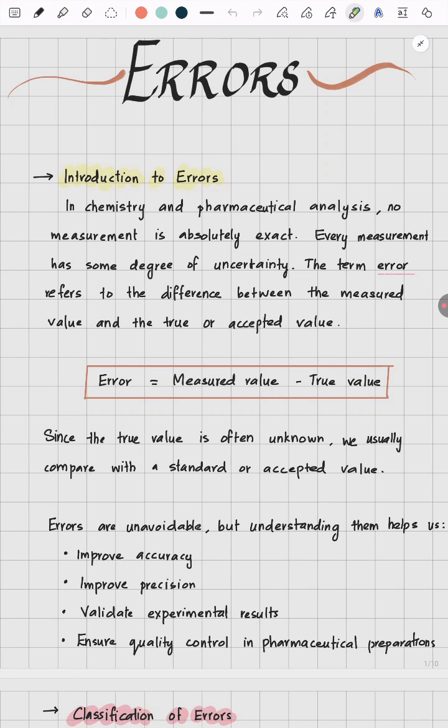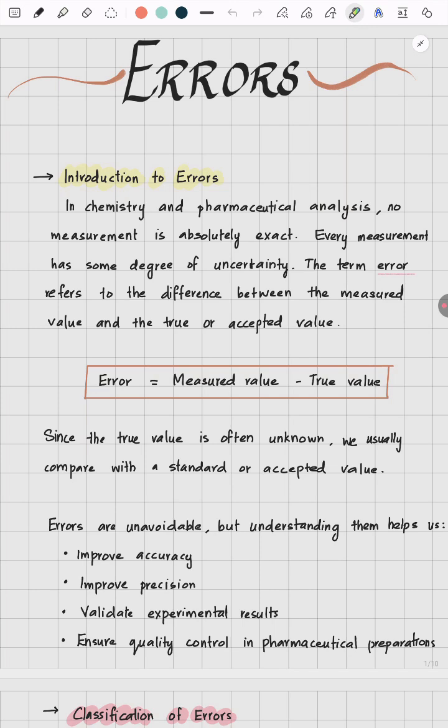Let us start with the basic idea. Whenever we measure something, there is always a difference between the measured value and the true value. This difference is what we call error. In most practical situations, the true value is not exactly known, so we compare our result with a standard or accepted value. Errors are unavoidable, but the goal in scientific work is to minimize them as much as possible and understand their nature.